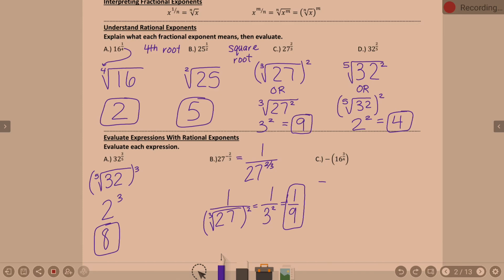So, what do we know about 16 to the 3/4? It's going to be the what root of 16? The 4th root of 16, because that's the denominator, raised to what power? The 3rd. What is the 4th root of 16? 2. What is 2 to the 3rd? 8. So what's my final answer? Negative 8. That negative out front just carries down and says my final answer is negative.